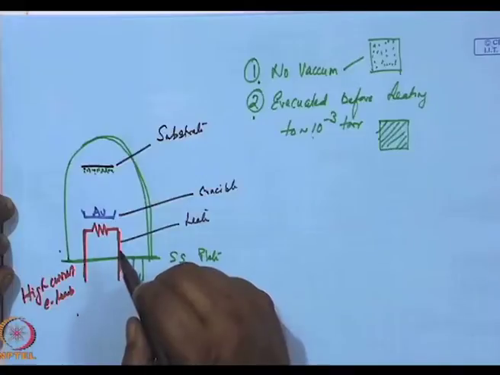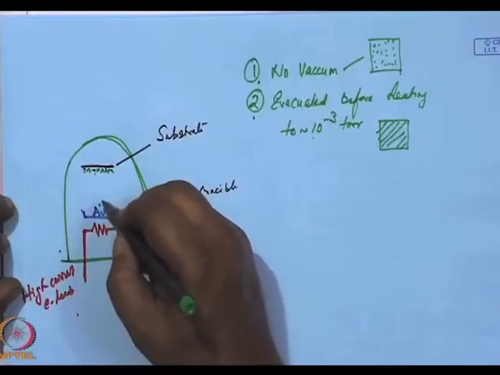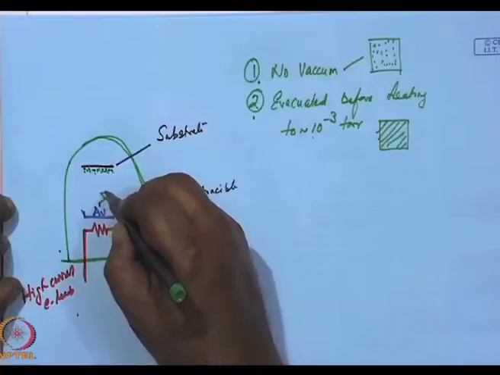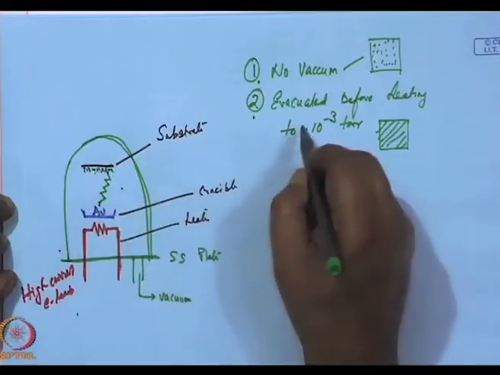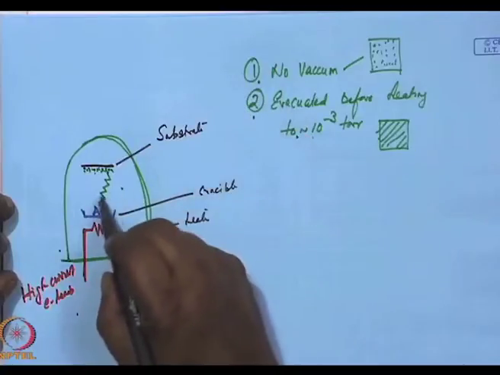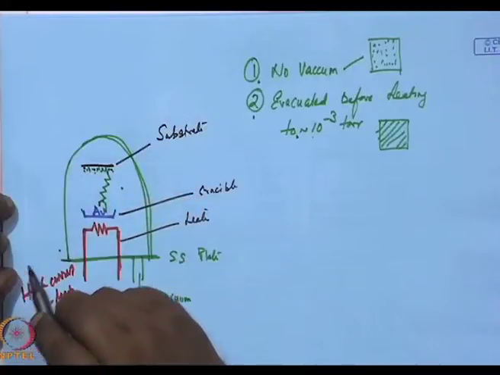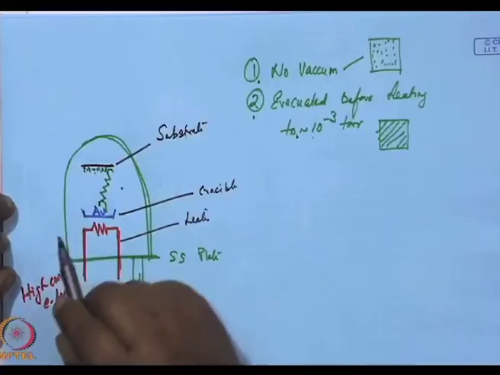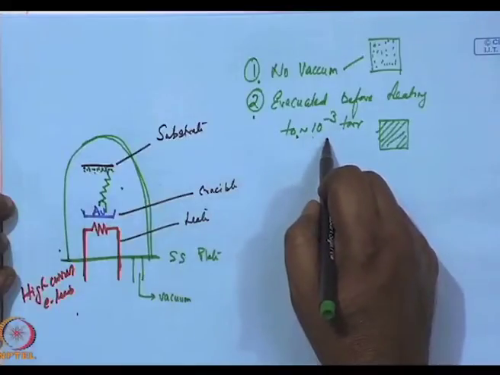Why does it happen? Mean free path. At 10 to the power of minus 3 torr, the mean free path is close to a centimeter. So the vapor, as it rises from here, undergoes fewer collisions with the air present in the chamber when it is at 10 to the power of minus 3 torr. But in air, the vapor undergoes many more collisions. Frequently, this vapor falls back, and hence, in air, I get a thinner coating than if I do it at 10 to the power of minus 3 torr.